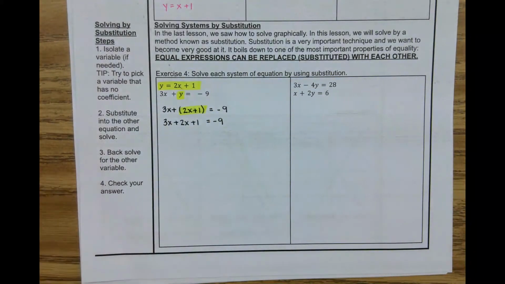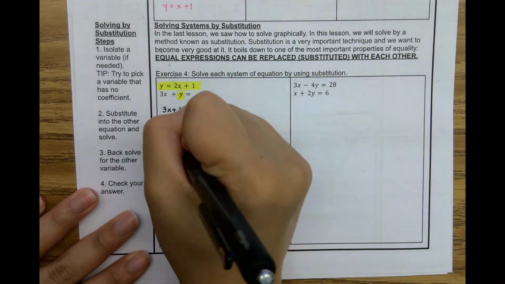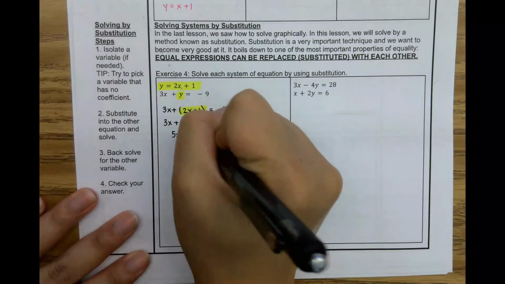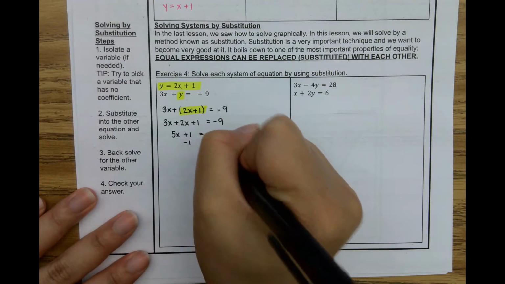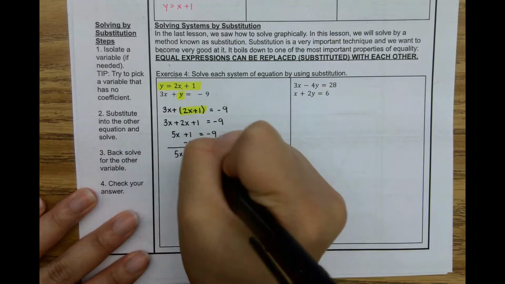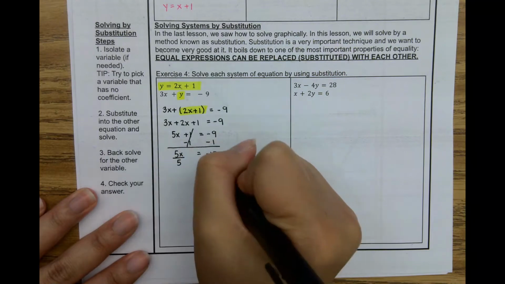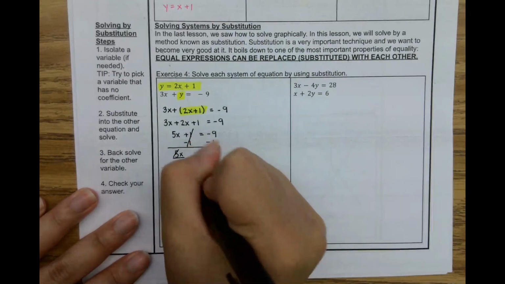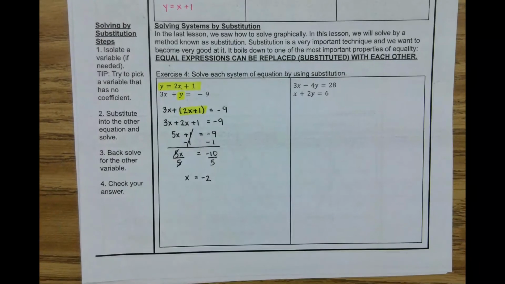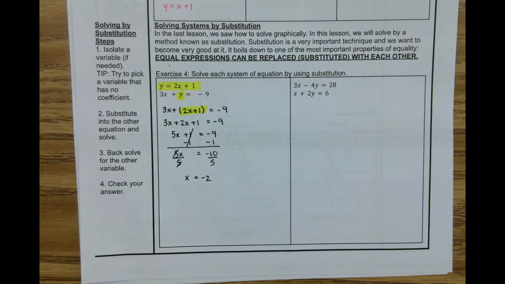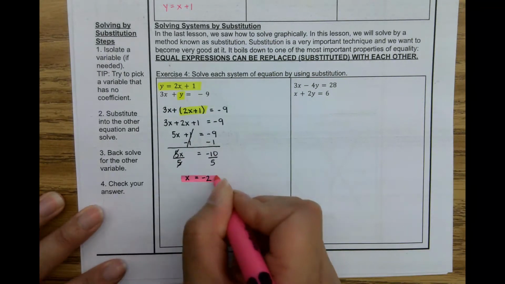And then after that, we're just solving for x. So 3x plus 2x is 5x. I'm going to get rid of the plus 1 by subtracting 1 on both sides. So 5x equals negative 10. Then get rid of this times 5 by dividing by 5. And I get 1x equals negative 2. And then once I have that, all I need to do is take this x equals negative 2, and plug it back in.